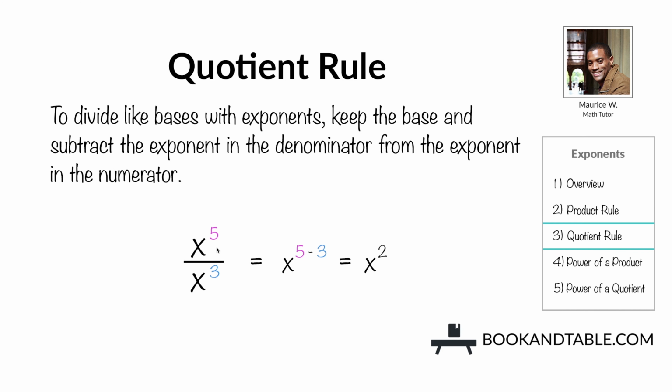So if we had x to the 5th divided by x to the 3rd, we keep the base, x, and we subtract the exponents, 5 minus 3, which gives us 2. If the exponent in the denominator were negative, that does not change the process. You are still subtracting the negative. So x to the 5th divided by x to the negative 3rd is equal to x to the 5th minus negative 3. When you subtract a negative, it's the same as adding them. So 5 plus 3 equals 8.